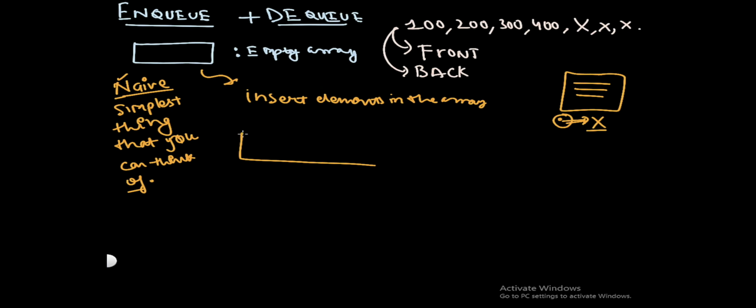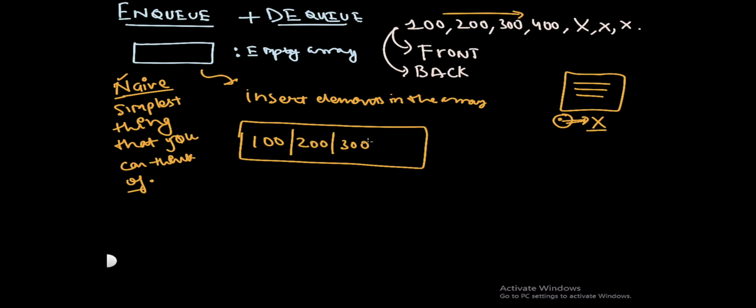Okay, so this is the order: 100, 200, 300, 400. Let's try to put 100, 200, 300 and 400. Pretty much the first thing is done, which is enqueue. Enqueue is done, right? Now I have to dequeue. Cross means dequeue, right? Now I have to dequeue.